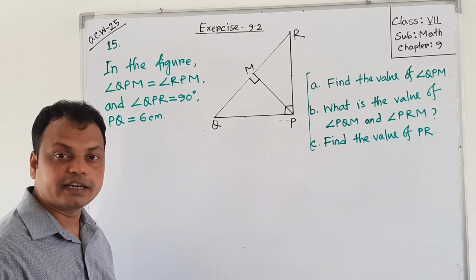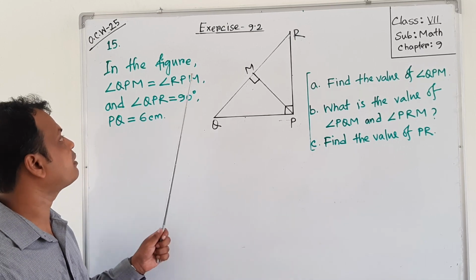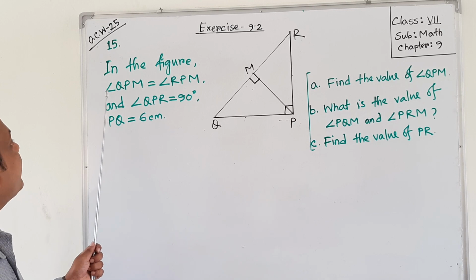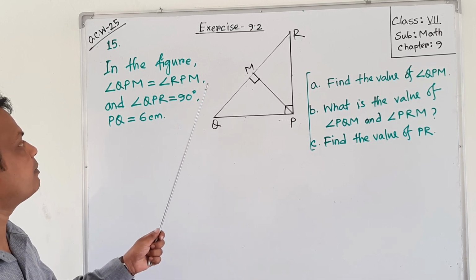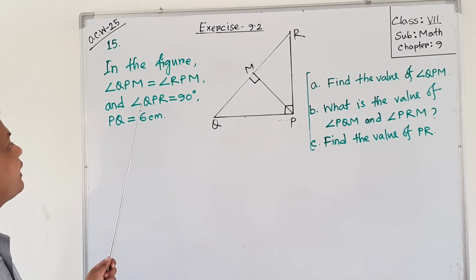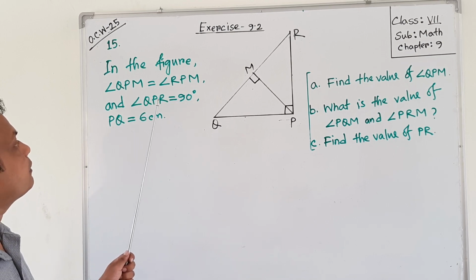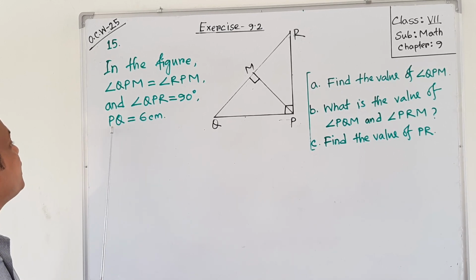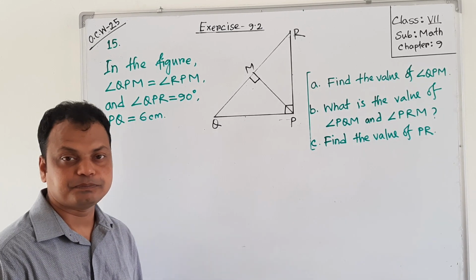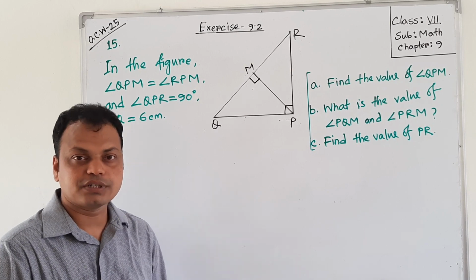PQR is a triangle, and according to the figure, the information is: angle QPM equals angle RPM, angle QPR equals 90 degrees, PQ equals 6 centimeters. So these are the given information.